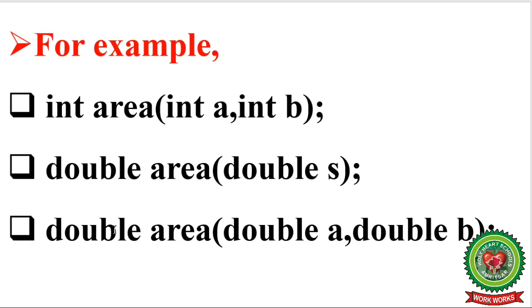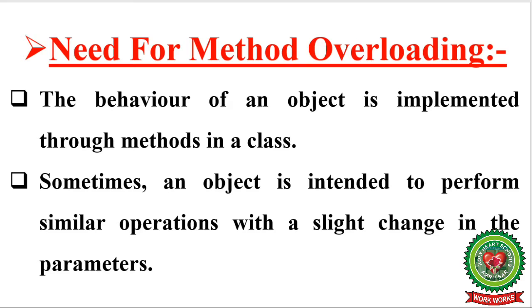So students, when you want to invoke an overloaded method, the return type and the number of parameters in a function must match the calling function. Need for method overloading: the behavior of an object is implemented through methods in a class, as we have discussed earlier. Sometimes an object is intended to perform similar operations with a slight change in the parameters. Those slight changes can be done with the help of method overloading.